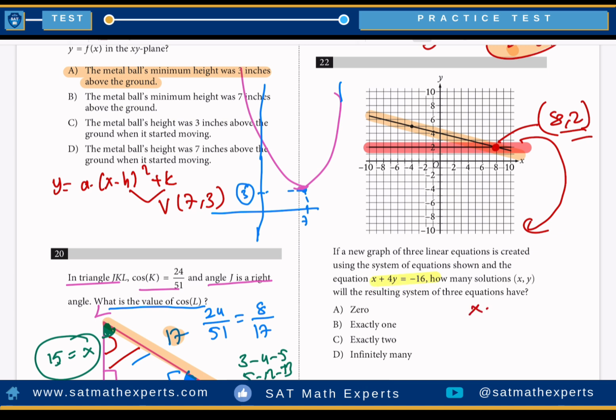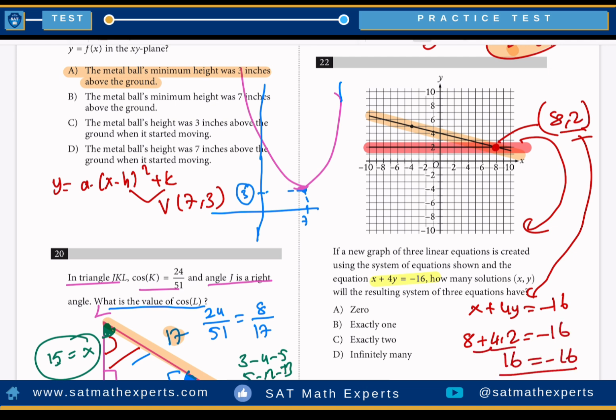So x plus 4y equals negative 16. We plug in these points here. So 8 plus 4 times 2 equals negative 16. This will be 16. 16 equals negative 16. Is this correct? No. You know that if two expressions are not equal, there is no solution. Which is no solution? Zero solutions.